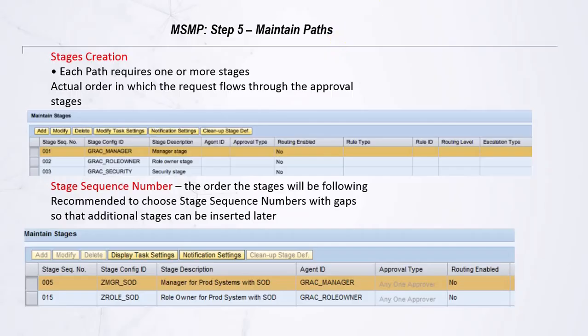Based on that, we will create the stage, the approval stage. And the stage sequence number will automatically be taken in increments of 10 by default. This is the standard. If you want, we can give a number, but generally a segment is 10 number. Why?